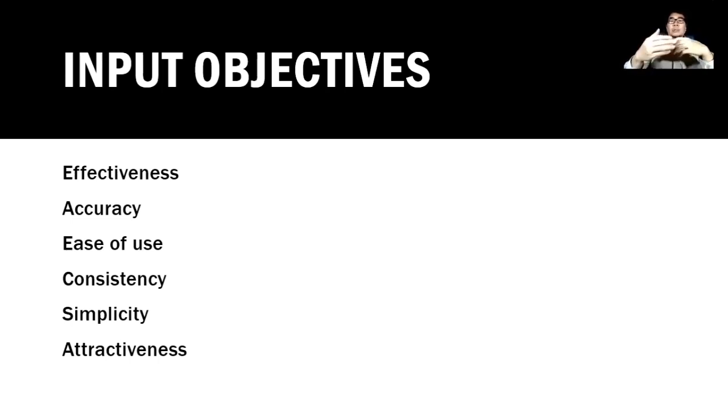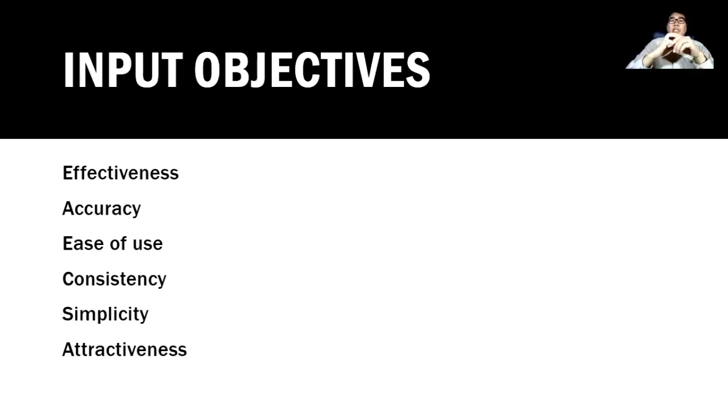And next is ease of use. The input should be designed so that the users will have the least effort to input data to the system. An interactive guidance such as pop-ups or even appropriate labels or naming or captioning will enable the users to easily use the input design. The next objective is consistency.